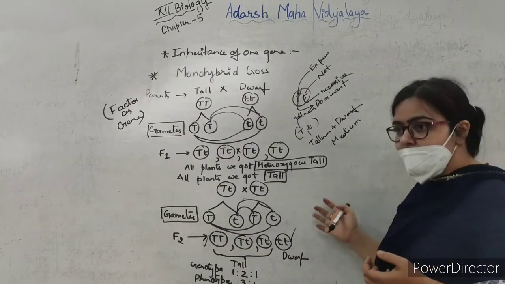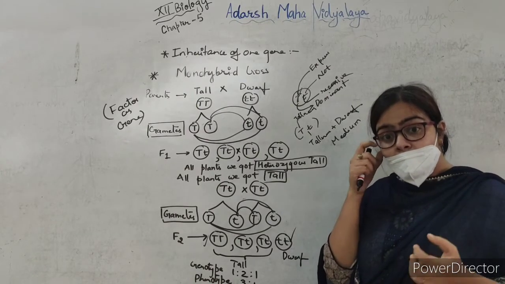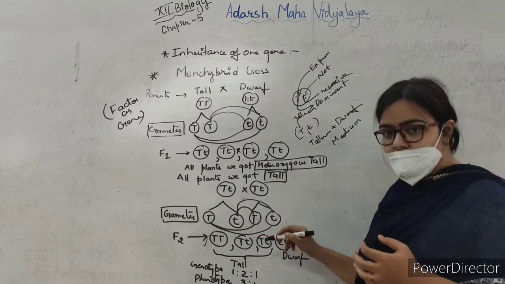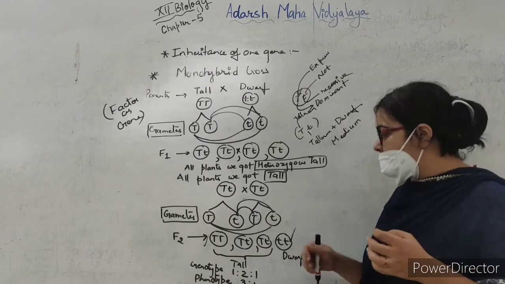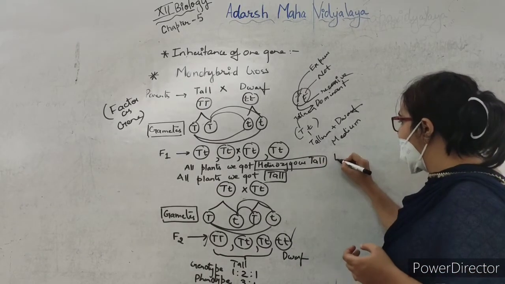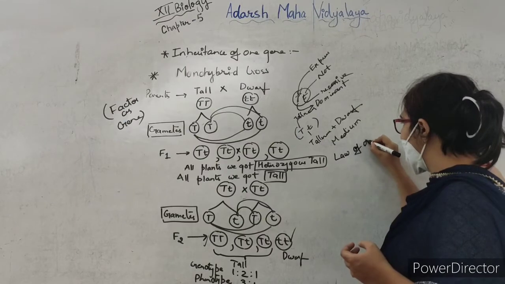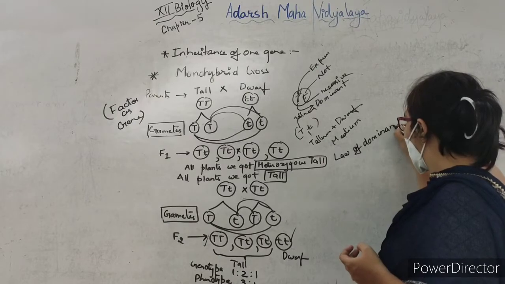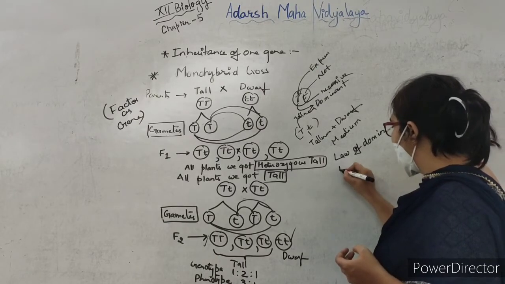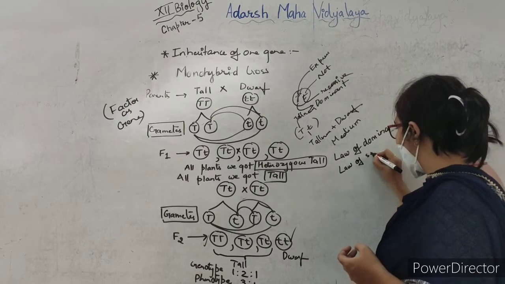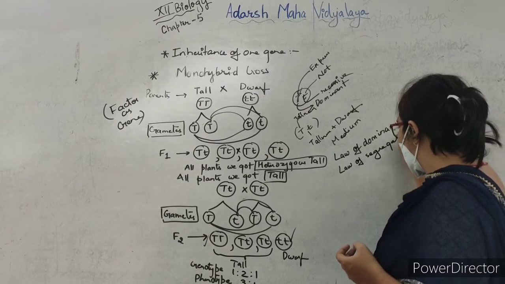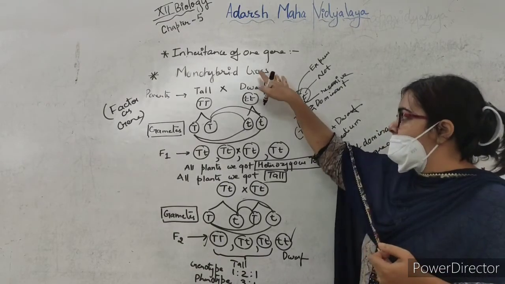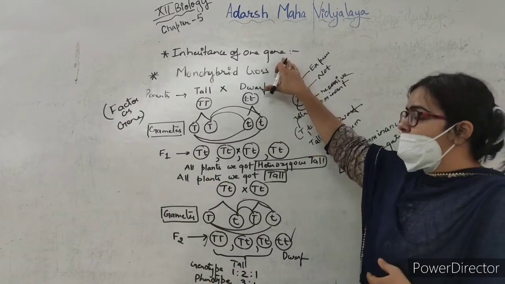So this is the law of segregation, that is law of separation of the alleles during gamete formation, proper separation of these two. So Mendel gave the law of dominance and law of segregation from this monohybrid cross, that is we are taking only one gene.